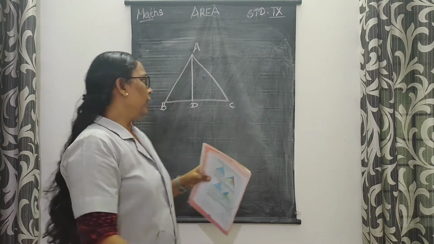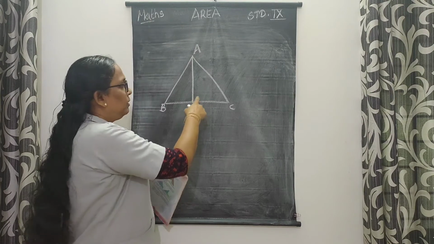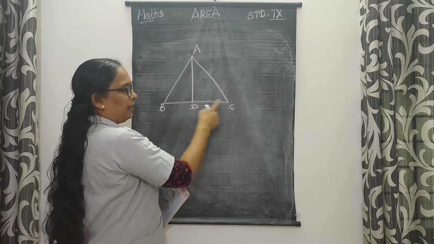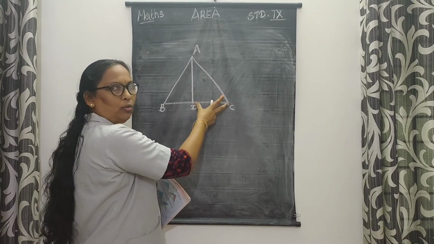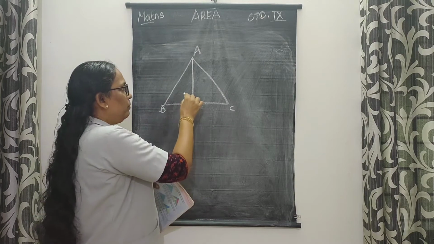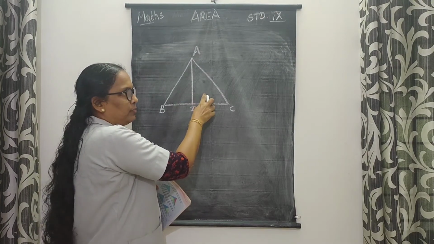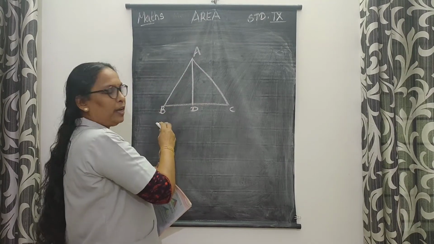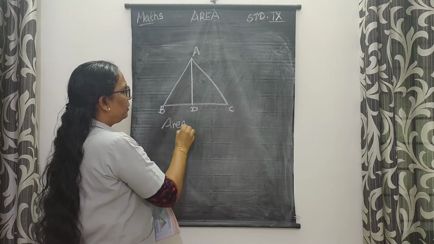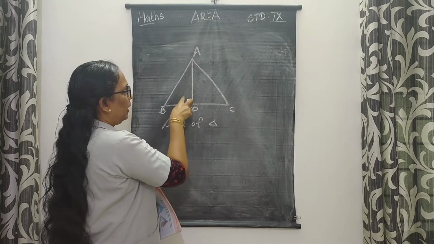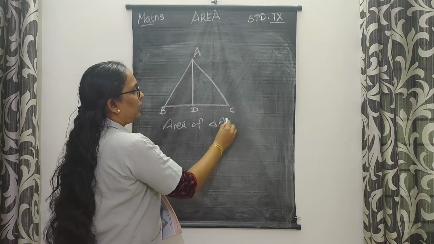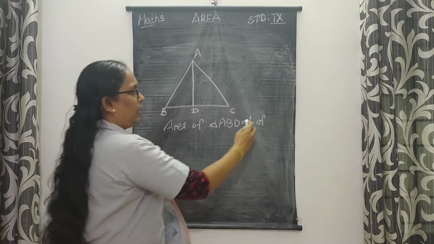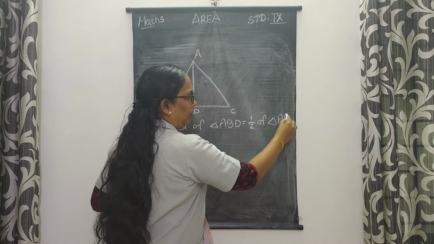Then, what happens to the areas here? It is the midpoint, which means this line bisects the side. BD is to DC equal to 1 is to 1. So, what will be the area of these two triangles? Yes, each will be half of the whole triangle. So, the area of triangle ABD equals half of the area of triangle ABC, the whole triangle.